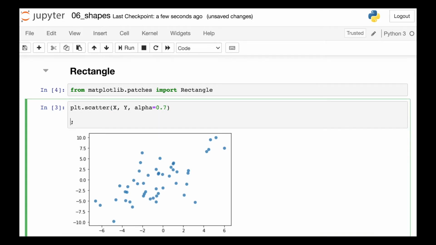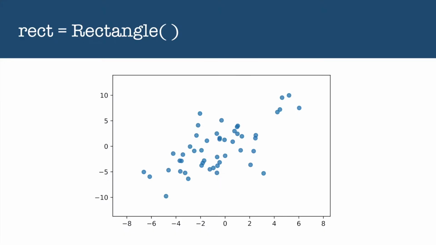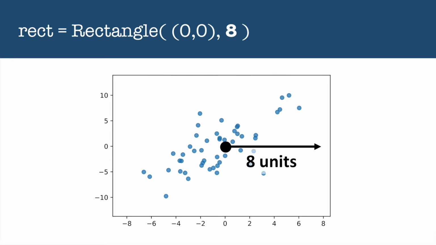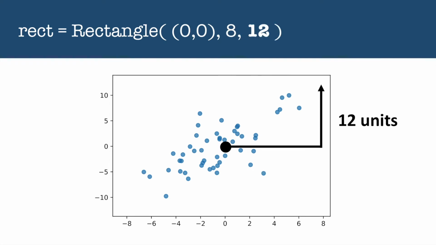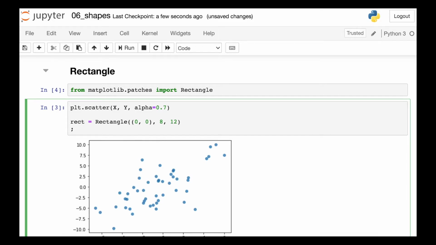Now that I've got the rectangle class imported, I can create an instance of this class, and what I need to supply here, first I need to let Matplotlib know where the bottom left corner will be, and then how wide and how tall my rectangle will be. I'll save that as this variable rect, and then I can go ahead and put that onto my Matplotlib figure.